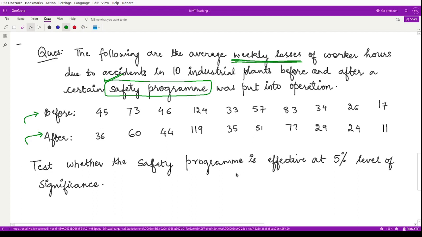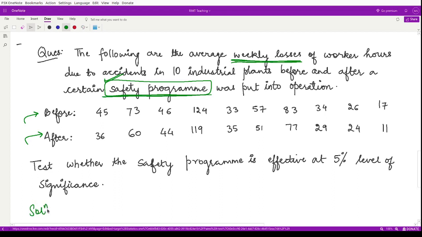So the manager who is controlling all these things wanted to test whether the safety program is effective at 5% level of significance or not. So that person wanted to check whether there is any effect of this program on the weekly losses of worker hours or not. So this is what we wanted to test in this particular case.